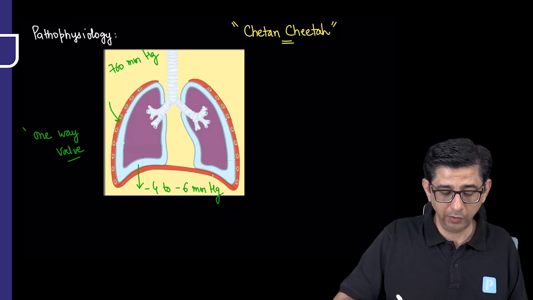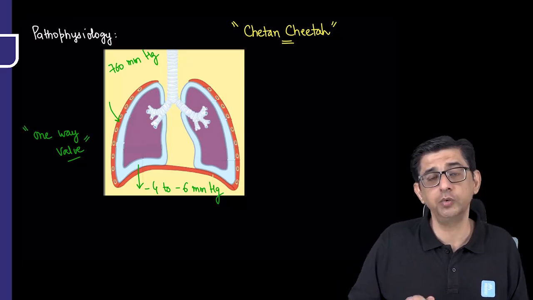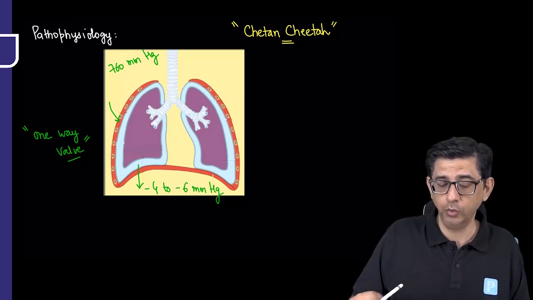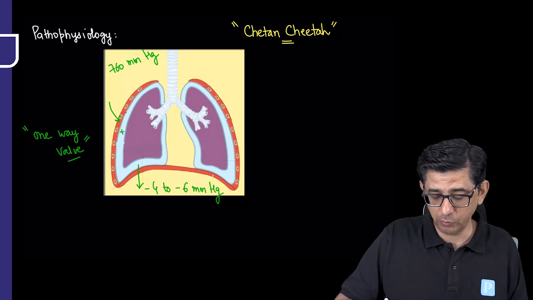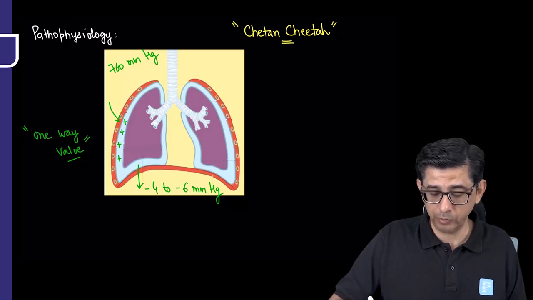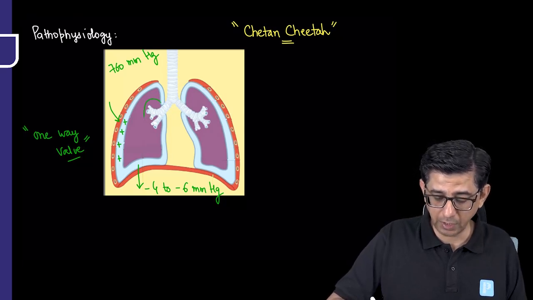So what I'm trying to say is that every time there's a penetrating injury to the chest, a one-way valve is created which will allow air to continuously go into the chest, and therefore the pressure in this area will start turning positive, and it will start squeezing on the lung from outside, and therefore what you're going to have is a collapsed lung.